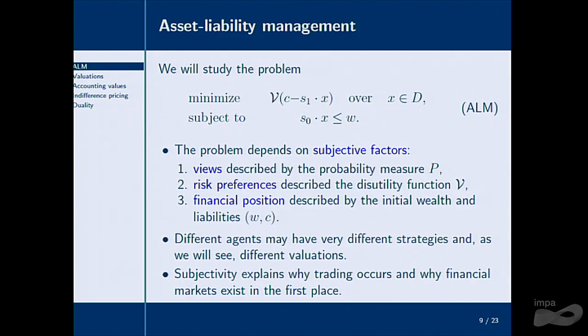Obviously, the function V is important. That describes your risk preferences about the net claims you have to pay at the terminal time. Your financial position described by your initial wealth and the claim you're liable to pay, that obviously affects the solution to this problem. So the optimal trading will depend on these subjective factors. Anything that affects this problem, which are the views described by the probability space and the random variables, the risk preferences encoded by V, and your financial position described by your wealth and the claim.